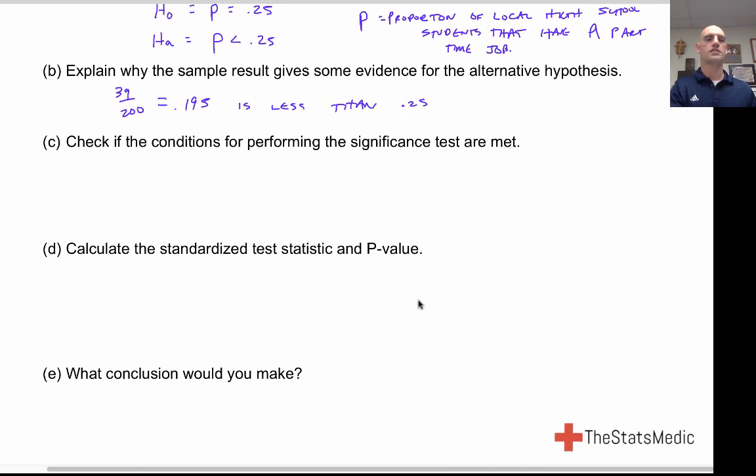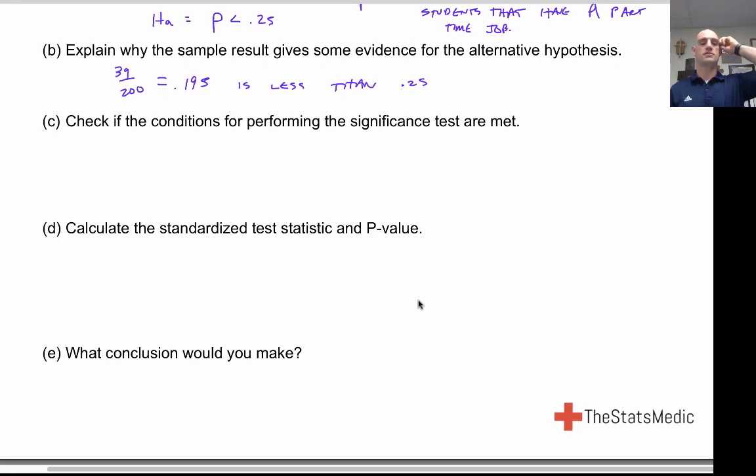So we want to check the conditions for performing the significance test. So now we've got this support for our alternative claim in theory, right? So we think to ourselves, well, it's true. What if he had found 25%? He might not go beating down the doors of everybody to see. He might not investigate. But what he got was less. And so he's going to investigate the claim.